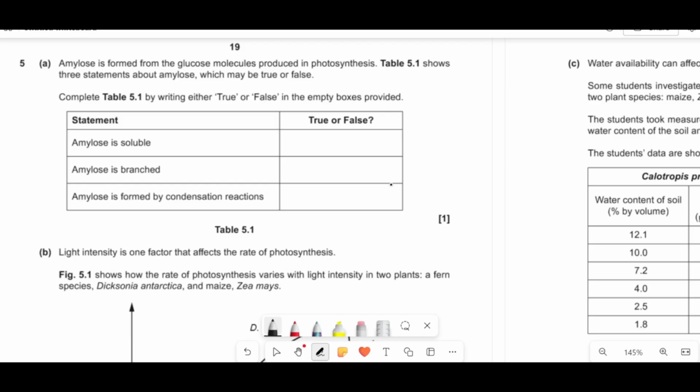Table 5.1 shows these three statements, which may be true or false. So amylose is one of the components of starch. It's the non-branched component, right? And it's made from alpha glucose. So immediately it's a storage molecule. You don't want it to be soluble or else it just disappears. How are you storing it? So it's false. It's insoluble. It doesn't dissolve. It's not branched, right? The other one that's branched is amylopectin. And also it is formed by condensation reactions because you're joining those alpha glucoses together with condensation to form glycosidic bonds.